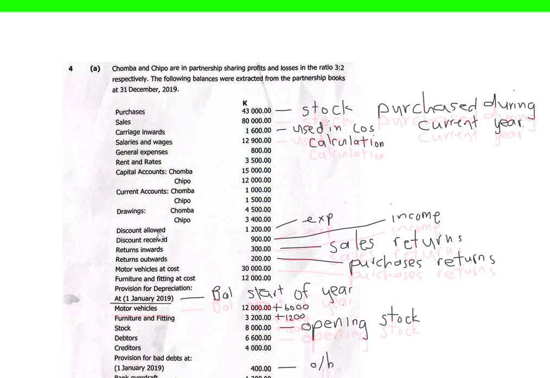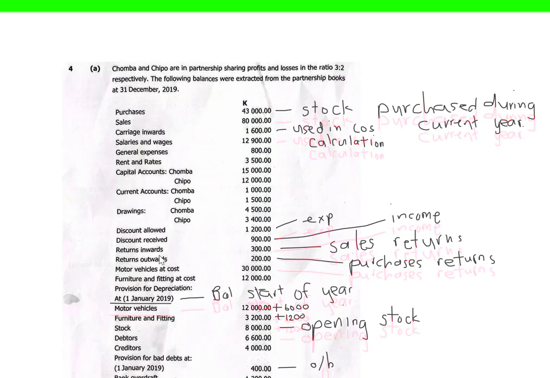Now discount allowed is when a debtor whom we've sold to on credit is given, say for example, a discount for paying us early. It is discount allowed, and discount allowed is treated as an expense, so it will go into the income statement. Discount received is when we pay a supplier from whom we've bought on credit, let's say for example early, prompt settlement, and we get a discount. That is income to us.